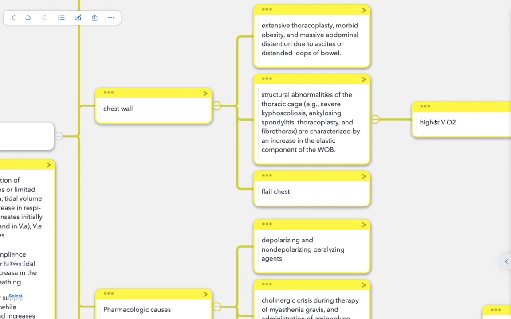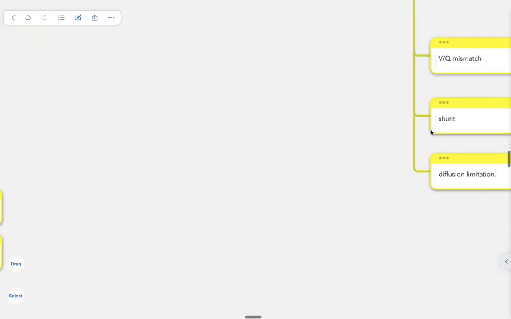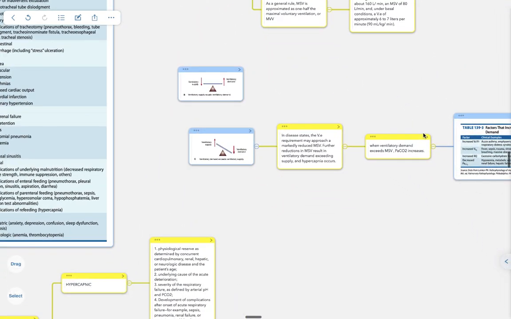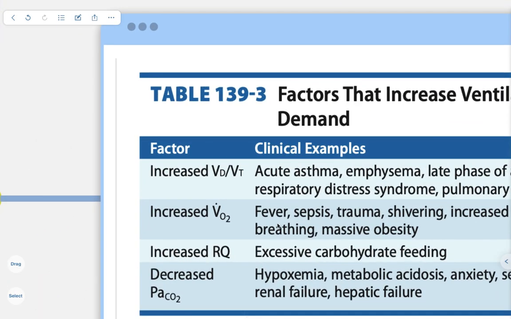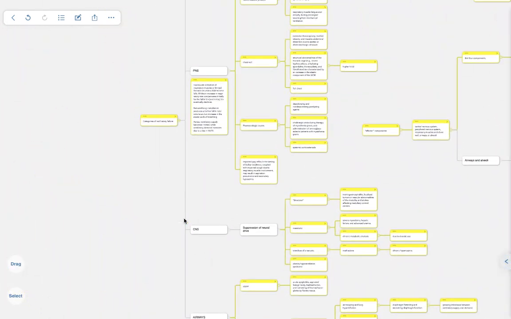So all these things cause a higher VO2. Whenever you have a higher VO2, that is a condition which causes an increase in the demand, right? So this thus causes hypercapnia, right?